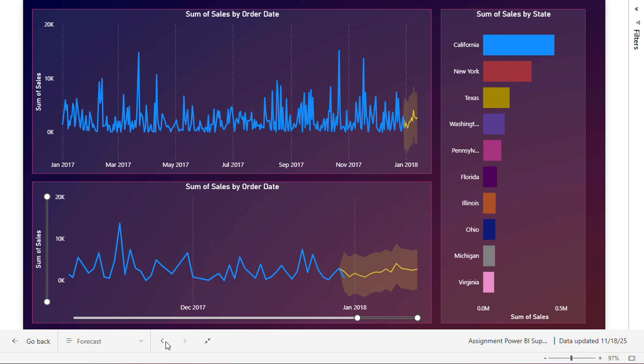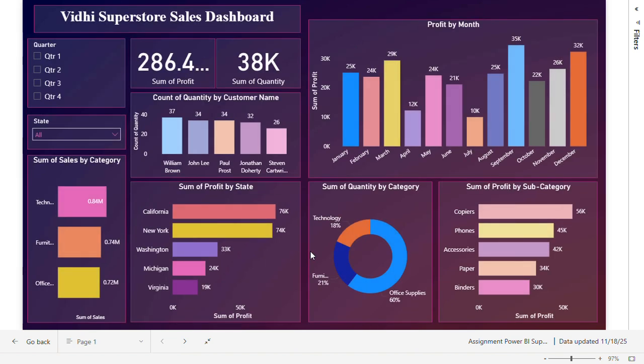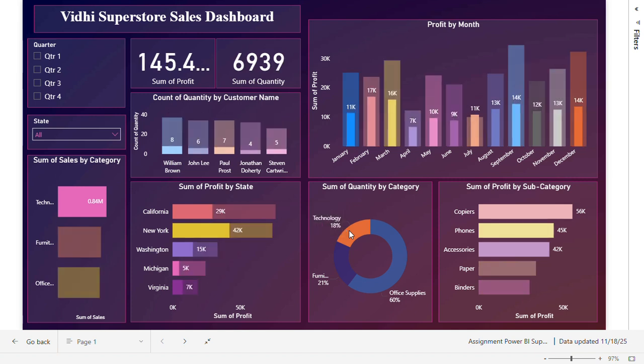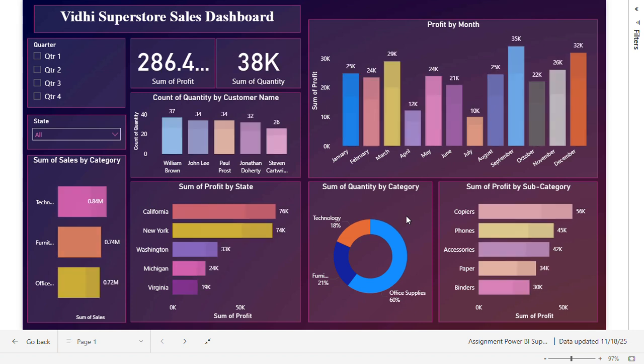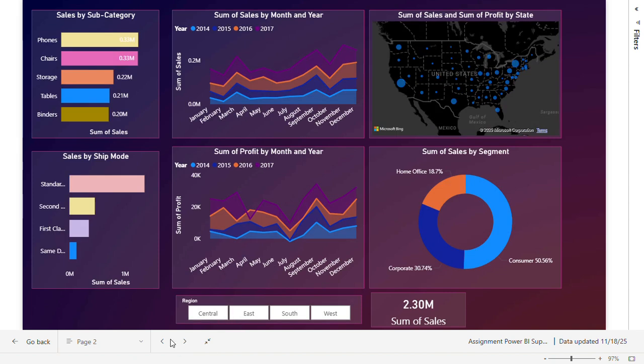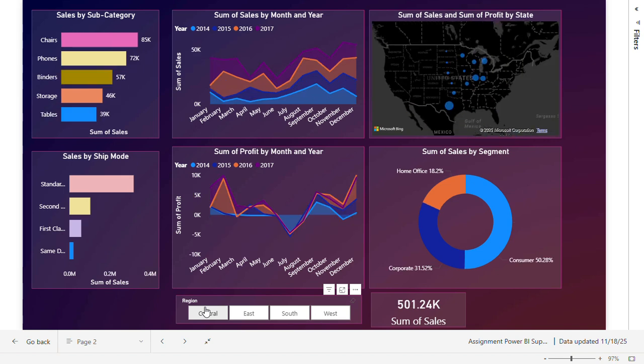Now, to summarize the overall business health, first, technology is the most powerful and profitable category. That is, phones, copiers, and accessories should be promoted more. The furniture needs more attention. Tables and bookcases lose money due to discount and shipping cost. Discount strategies are hurting profitability, particularly in the Central region and in Texas. Regional imbalance exists. The West region drives most profit, while the Central region needs strategic review.